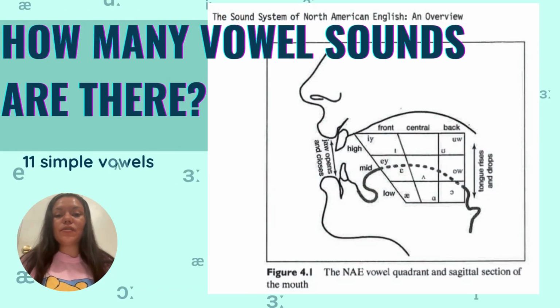So let's answer the question, how many vowel sounds are there? Well, in North American English, there are 14 vowel sounds, 11 of which are simple vowel sounds. We can see here in the table that they are shown individually. And there are also 3 additional diphthong sounds, which I will talk to you more about shortly.